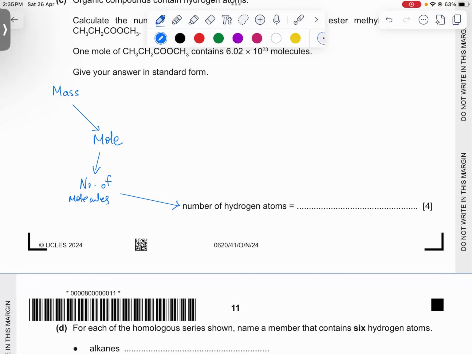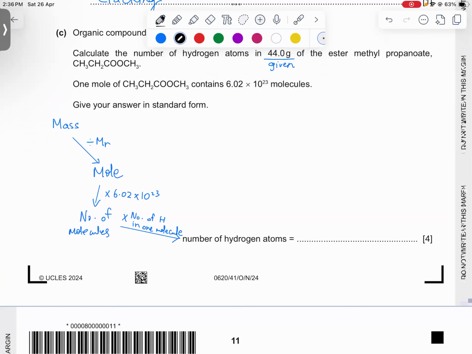Now how do you go from mass to mole? The answer is very simple. You divide the mass by the Mr. How do you go from mole to number of molecules? You multiply the moles by 6.02 into 10 to the power 23. How do you go from number of molecules to number of hydrogens? You multiply by the number of hydrogens in one molecule. I'll explain in simpler terminology as well, but for now, let's just solve this question first, and then I'll find space to help you guys.